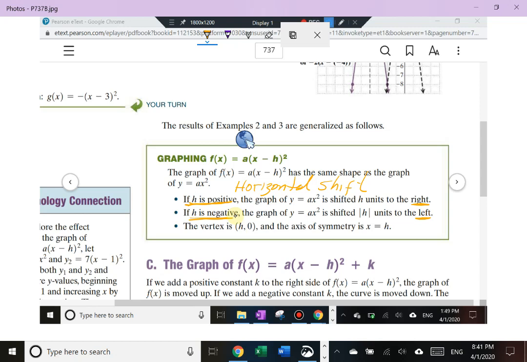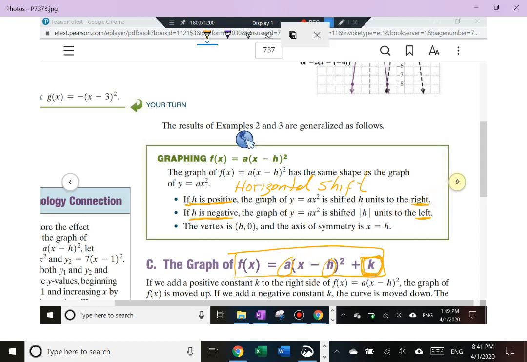And finally, we get into part C of the section where we want the general graph of f of x equals a times x minus h squared plus k. So if you notice now, piece by piece, we are adding on more bells and whistles to the graph of x squared, the basic parabola. We already saw the effect of a, we saw the effect of h, and lastly, we're going to take a look at the effect of k here.